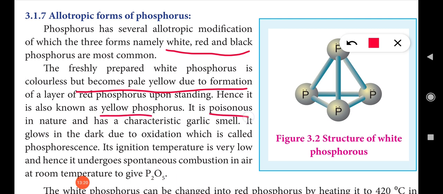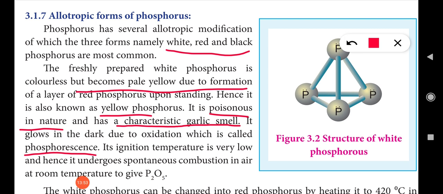It is poisonous in nature and has a characteristic garlic smell. It glows in dark due to oxidation, which is called phosphorescence. It has a low ignition temperature, close to atmospheric temperature. What is meant by ignition temperature? The temperature at which the particular substance can catch fire.